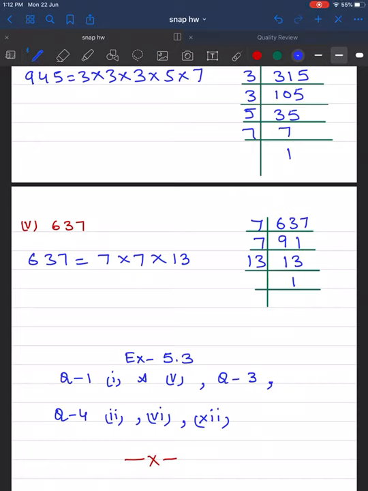Children, I hope you have understood all these concepts. Now you will be doing exercise 5.3, question number 1, first and fifth part, then question number 3, then question number 4, second, sixth and 12th part.